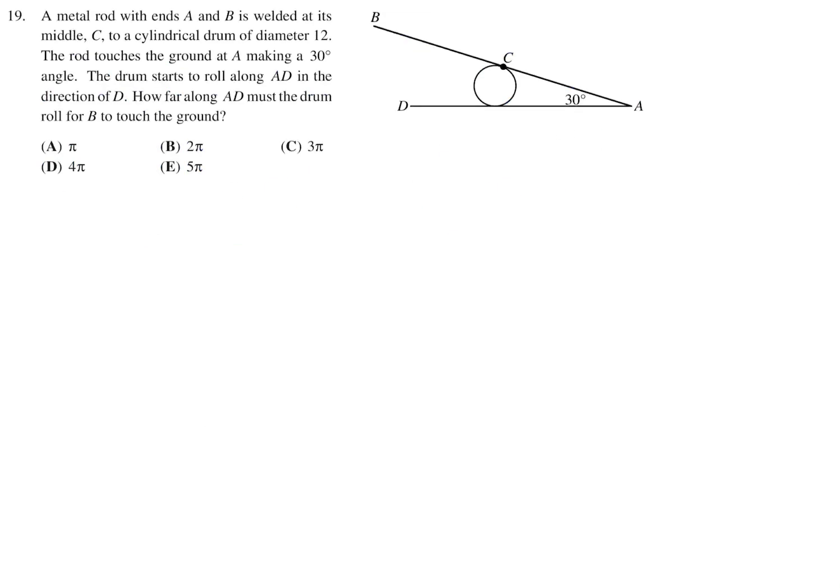A metal rod with ends A and B is welded at its middle, C, to a cylindrical drum of diameter 12.